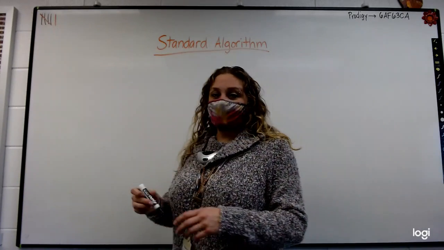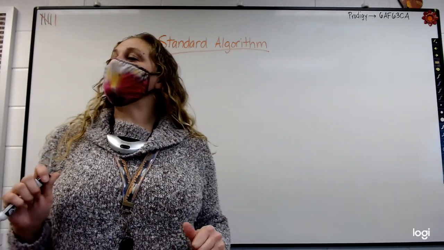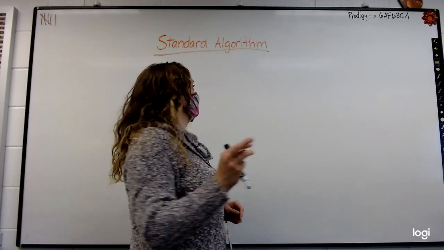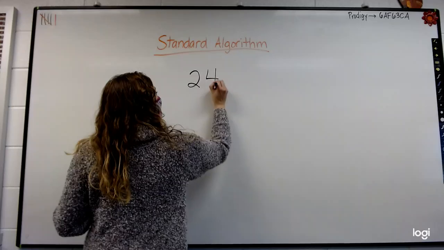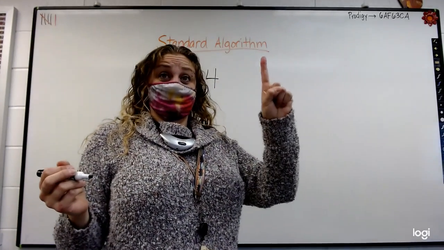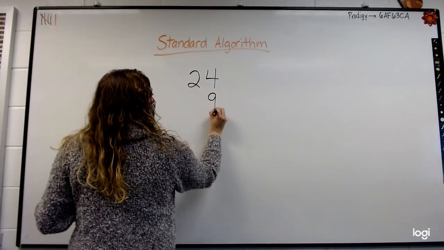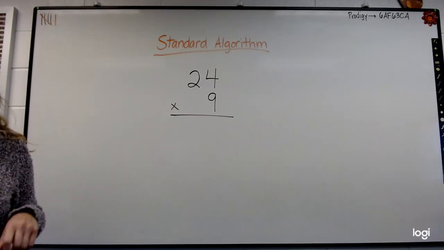All right, so we're going to come up with a number. Let me have Quentin give me a 2-digit number. 24. 24, excellent. Everyone, please write this down. And now I need a 1-digit number. Noah? 9. Write that right here. All right, that is how you write a multiplication problem stacked up on top of each other.